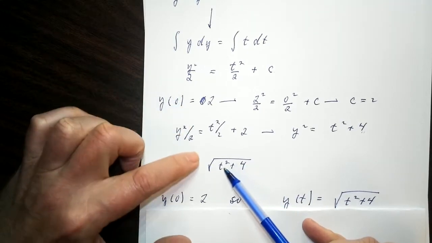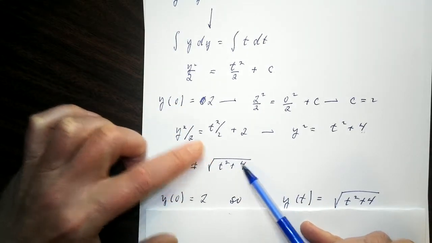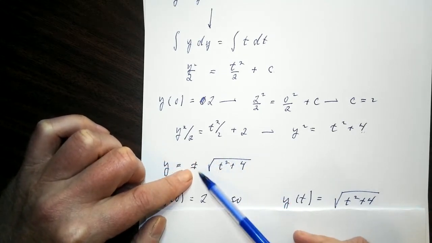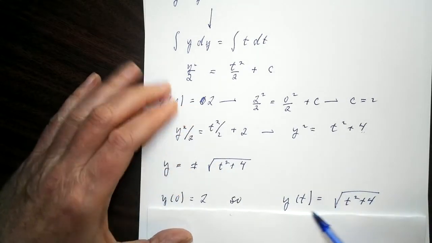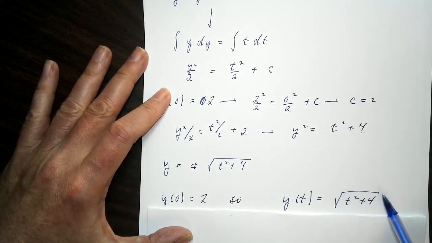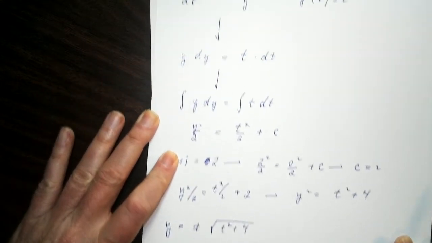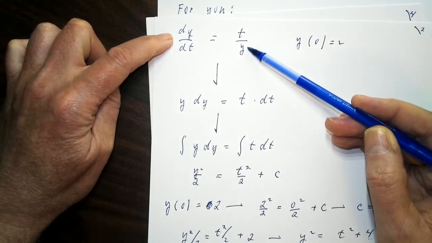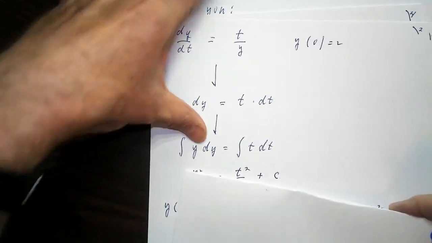If we substitute 0 in for t, we'd get a 4 under the square root. And in order for the result to be a positive 2, we'd have to use the positive sign for the square root. So y of t ends up being the square root of t squared plus 4. And we could actually check that that's a solution by substituting that formula for y into each side of our original differential equation.